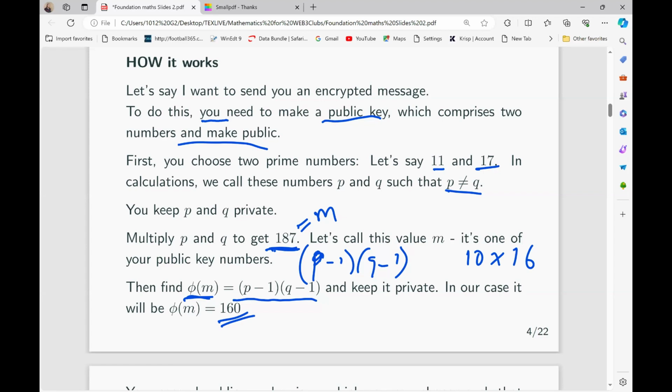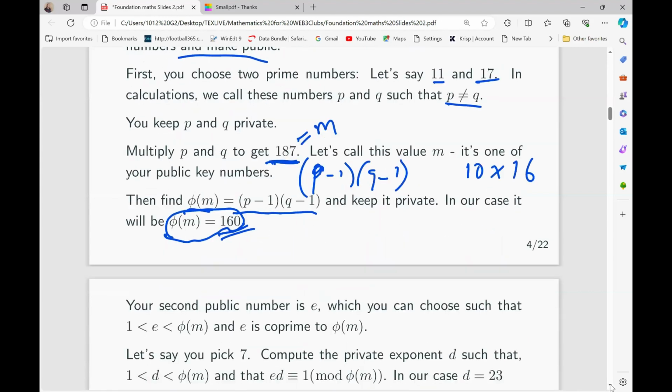Now, who is doing this work? The person who will be receiving the message, the one I want to send my message to, is the one who does this. The next step is to pick a number that is relatively prime to phi of M. And that number, I want to call it E. So that is my next step.